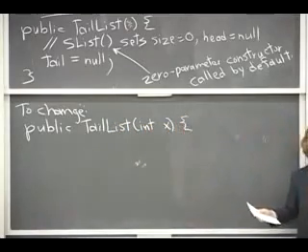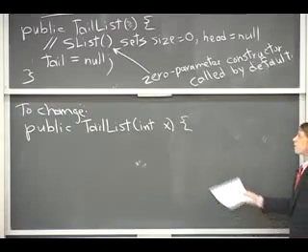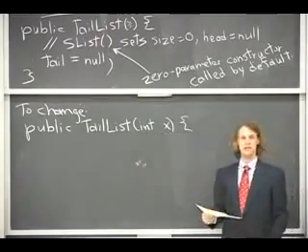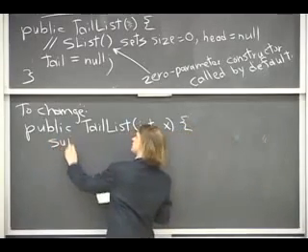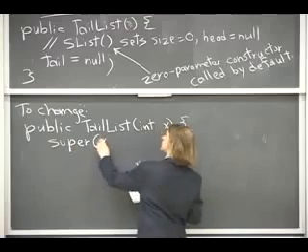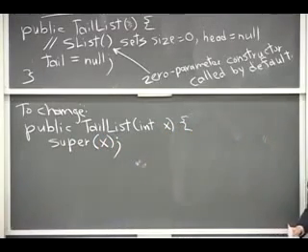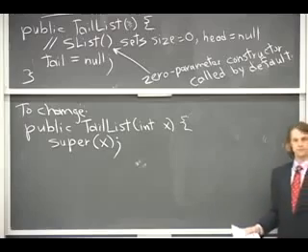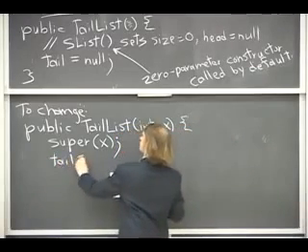So the way you can say so: let's suppose there's a TailList constructor that takes an int for whatever reason, and you want to pass that int on to the SList constructor. Then the way you do that is you write as the very first line of your constructor super, and then the parameters that you want to pass to the superclass constructor. And then you go ahead and do your other stuff as usual.